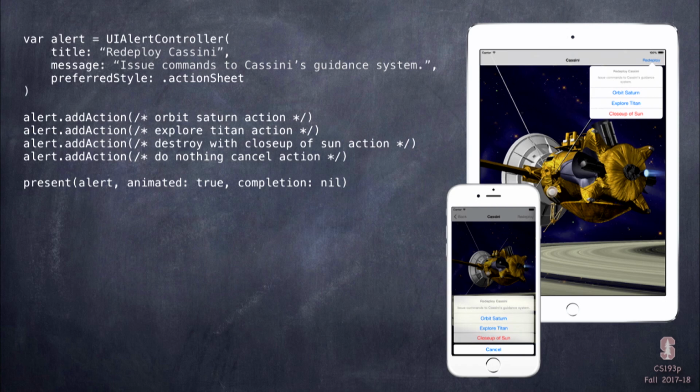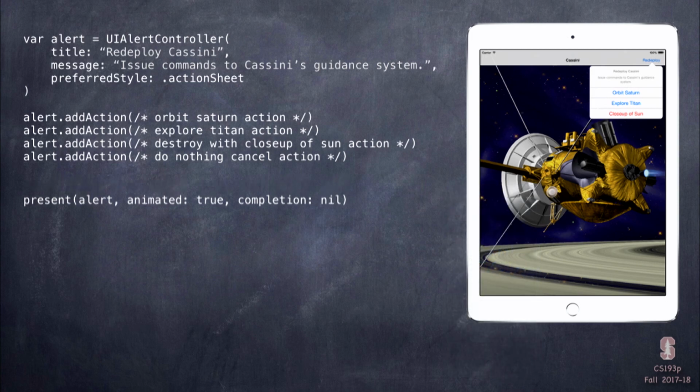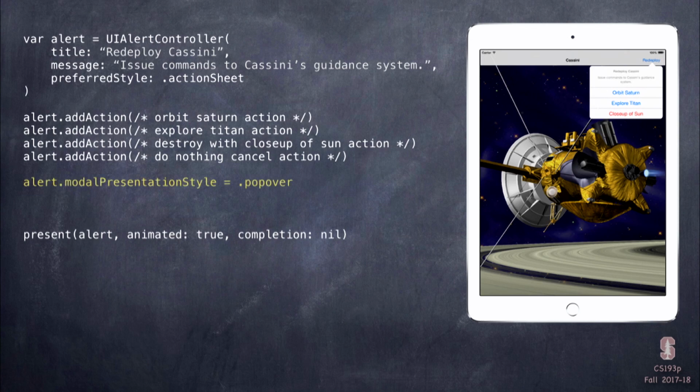Well, first of all, how do I get it to present like that? And second of all, how do I get it to point to the little redeploy button? So I have to do both of those things. The first thing I'm going to do is make it present like a popover. To do that, I set the alert's modal presentation style, remember, it's a view controller, to be .popover. That's going to make it present as a popover.